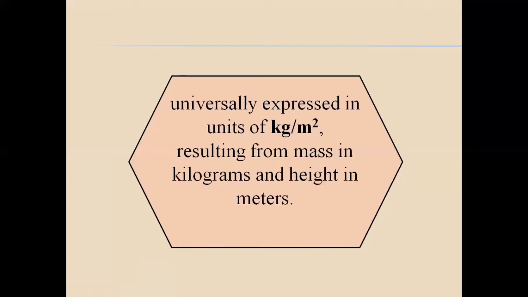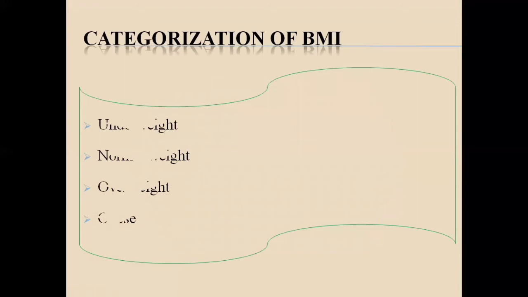BMI values are classified into different categories. As we said, BMI is the measured value that you get after measuring the person's weight and height. After calculating it, you detect which category of BMI the person falls in. There are basically four categories of BMI: underweight, normal weight, overweight, and obese, depending on the value of the BMI.